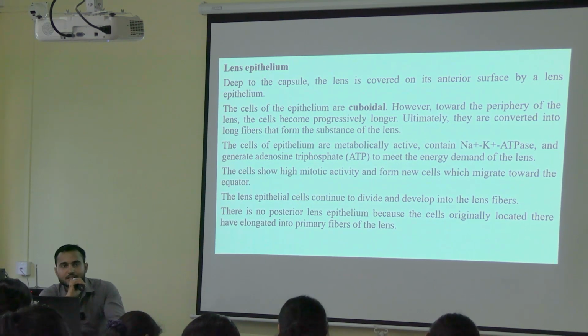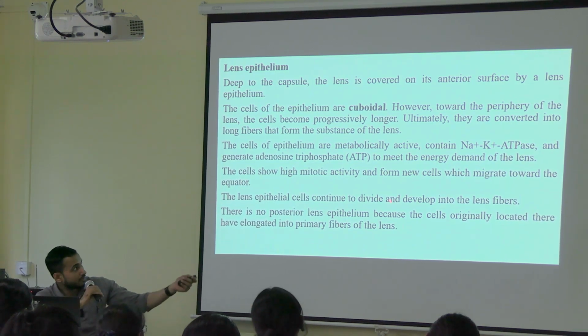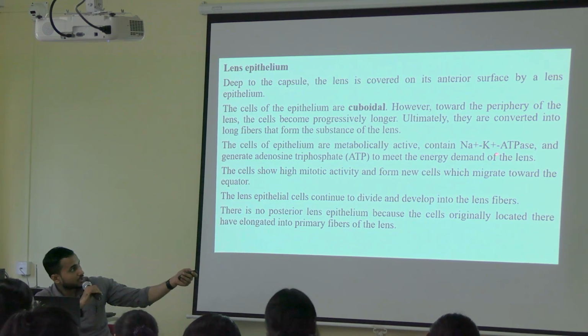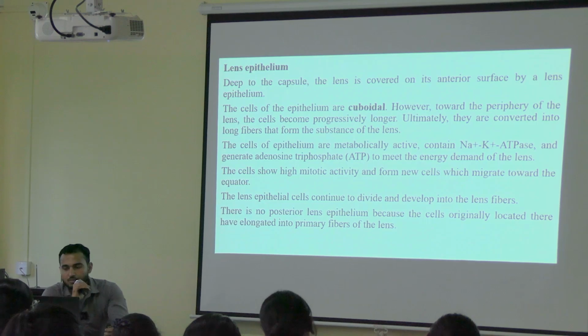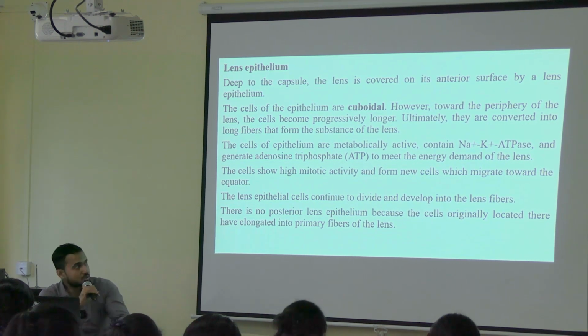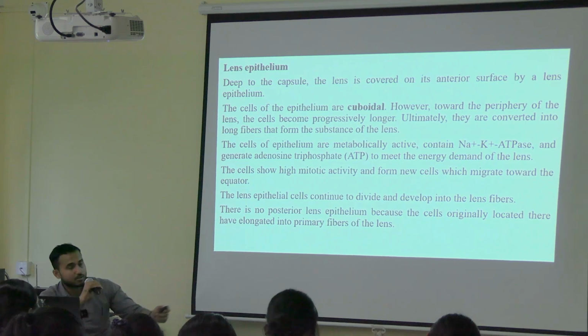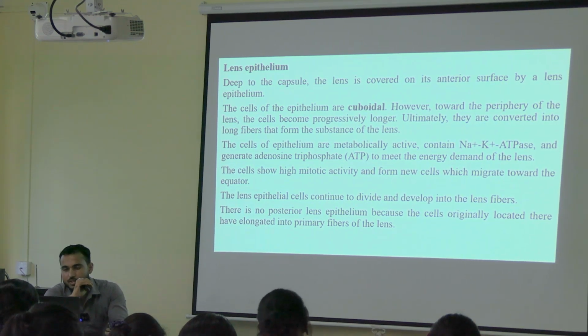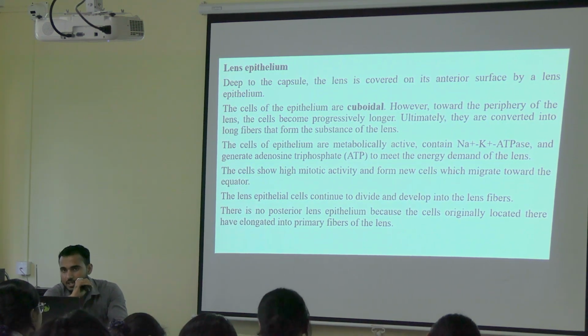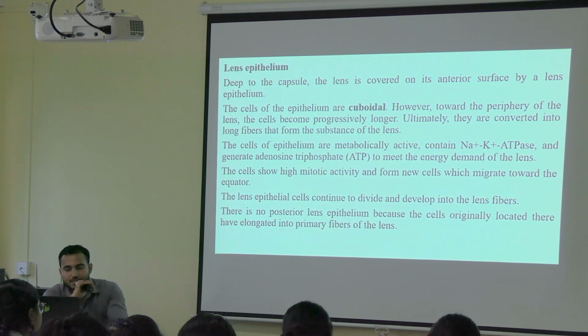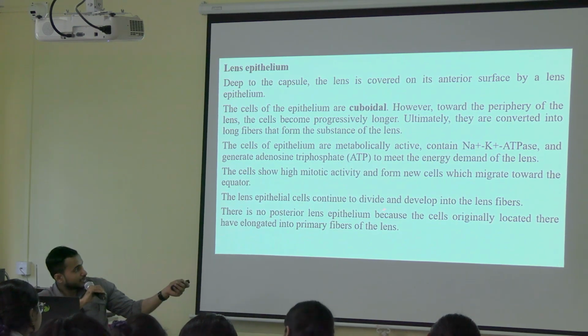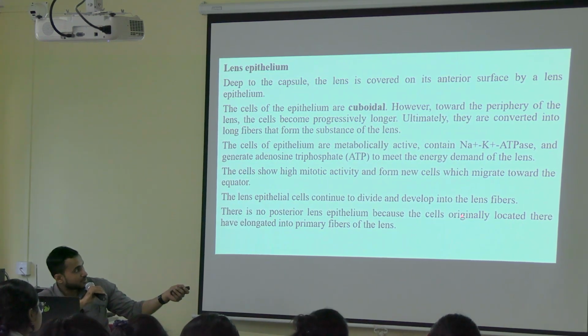Now, if you see the cells, they are highly active, metabolically active. They contain sodium ion, potassium ion ATPase. Why are these present? Because they have to produce the ATP to meet the demand of the lens cells. That's why the cells are very active, metabolically active. The lens epithelium continues to divide and develop into the lens fibers.